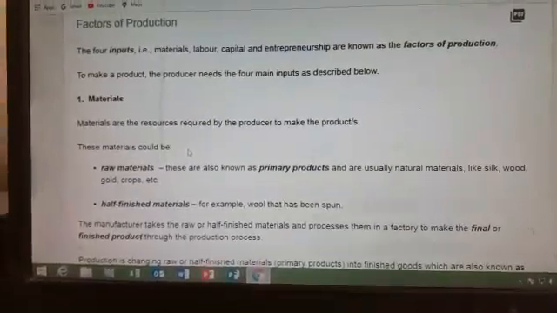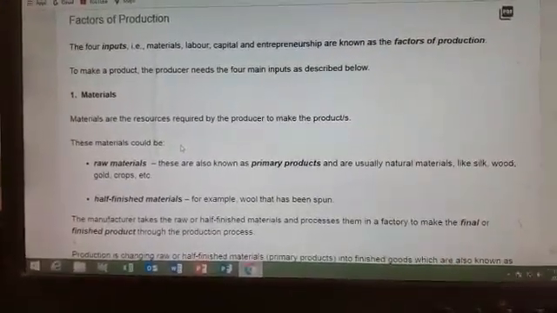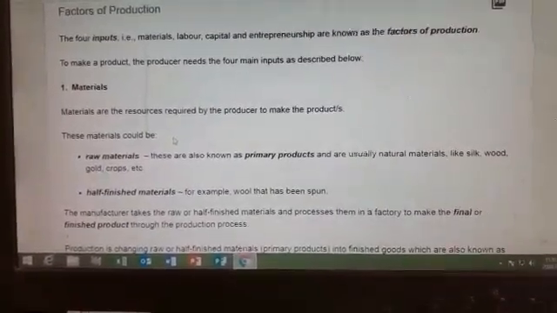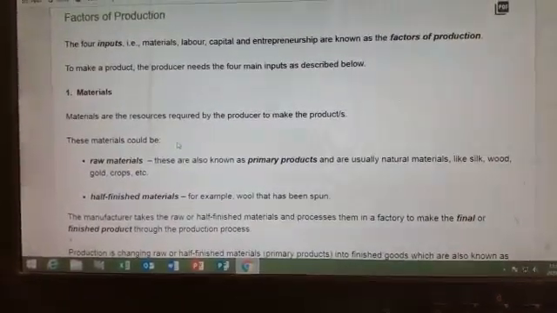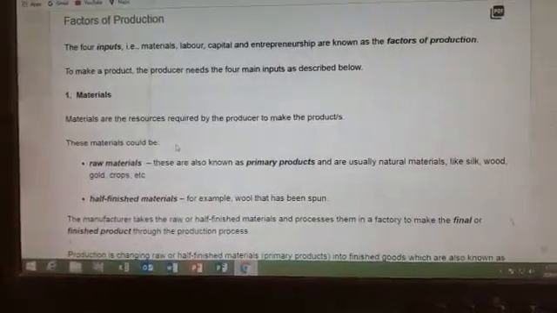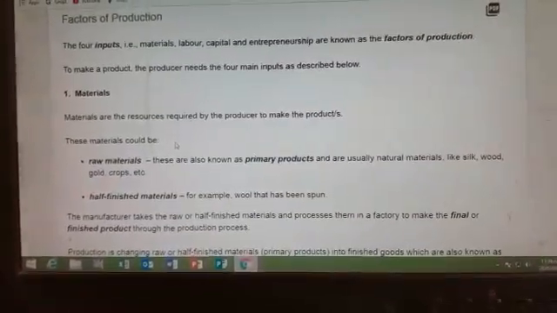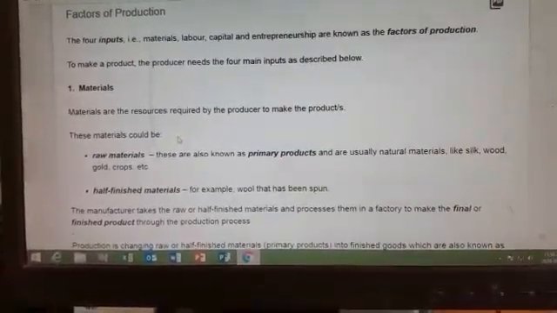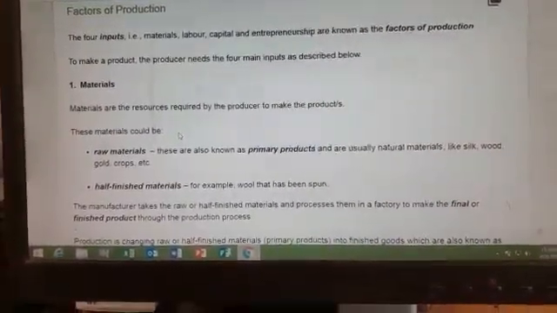So firstly, they need materials. And these are the resources that are required by the producer to make the products. These materials could either be raw materials or half-finished materials. So raw materials are also known as primary products, and they are usually natural materials like silk, wood, gold, crops, etc.